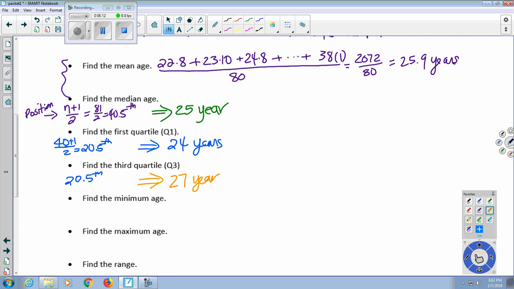Okay, so the minimum age, we saw that up on the chart, that's 22 years. The maximum age is 38 years.